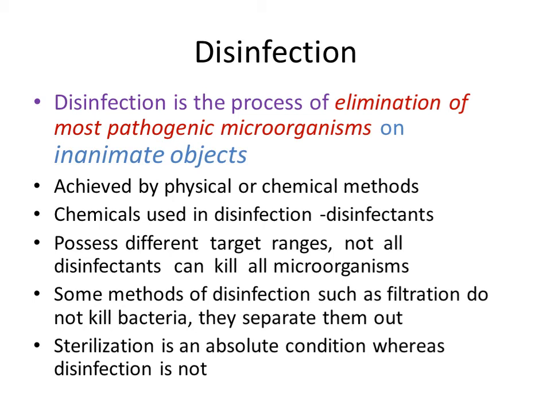Disinfection is the process of elimination of pathogenic organisms on inanimate objects. More resistant forms of organisms like bacterial spores are not killed by disinfection. Routinely, chemical agents are used for disinfection, and they are called disinfectants.